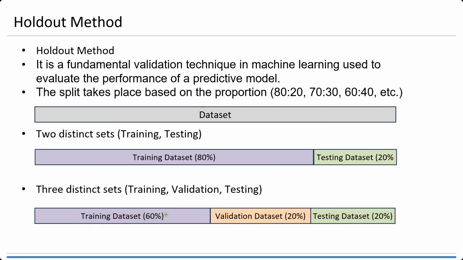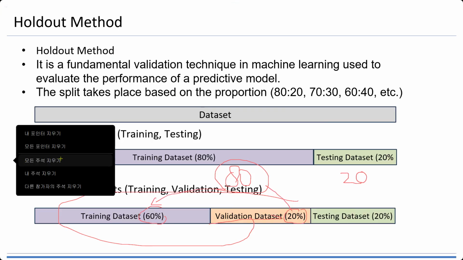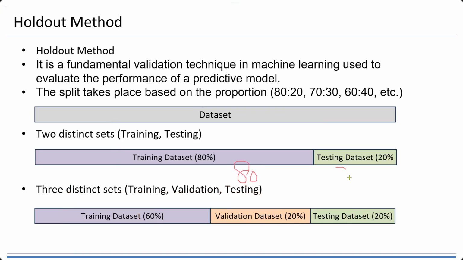So the proportion can be different. Maybe in this case, you have 80-20. From the 80%, you allocate the 60% for the training and 20% for the validation. Sometimes you can also use like 80-20, and from this one, you put 90% of it for training and 10% of it into the validation. So it depends how you want to perform the model.